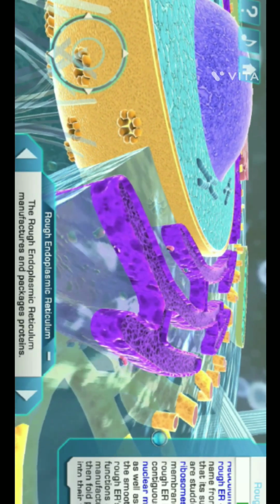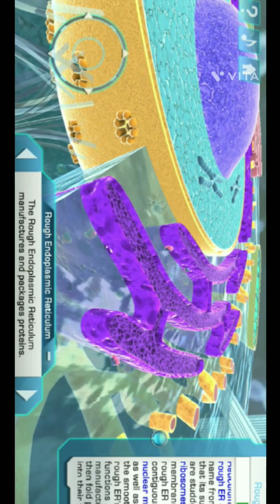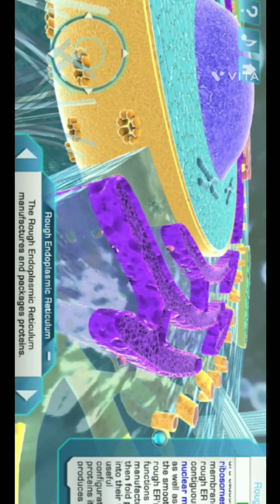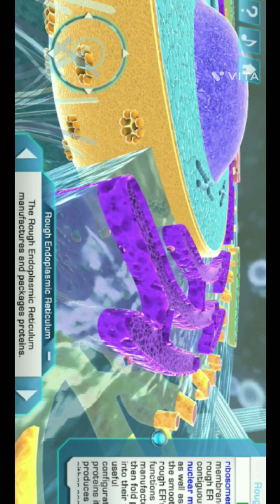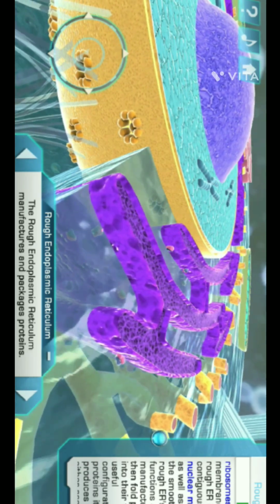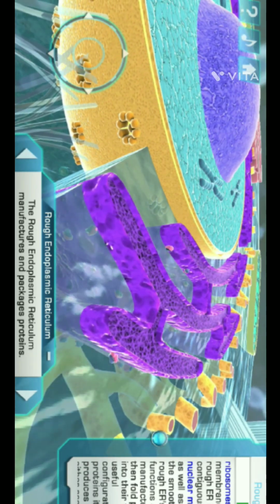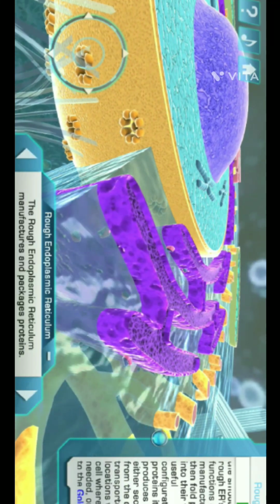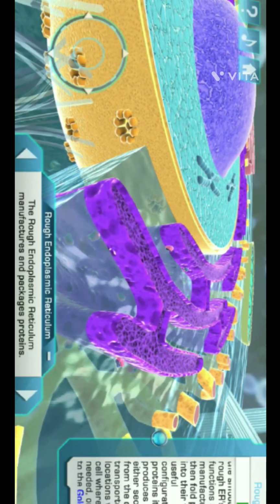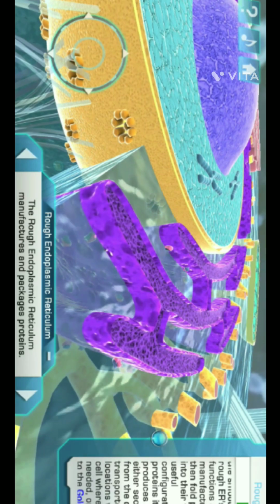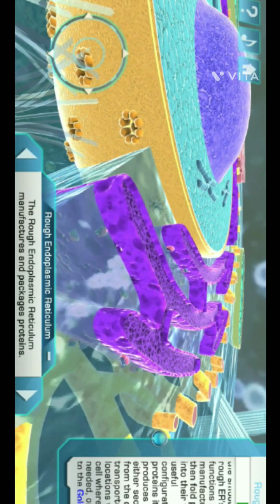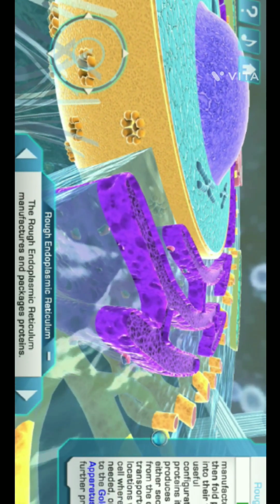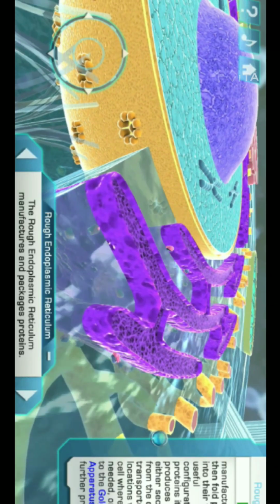The membrane of the rough ER is contiguous with the nuclear membrane as well as that of the smooth ER. The rough ER's primary functions are to manufacture and then fold proteins into their final useful configurations. The proteins it produces are then either secreted from the cell, transported to locations within the cell where they are needed, or sent on to the Golgi apparatus for further processing.